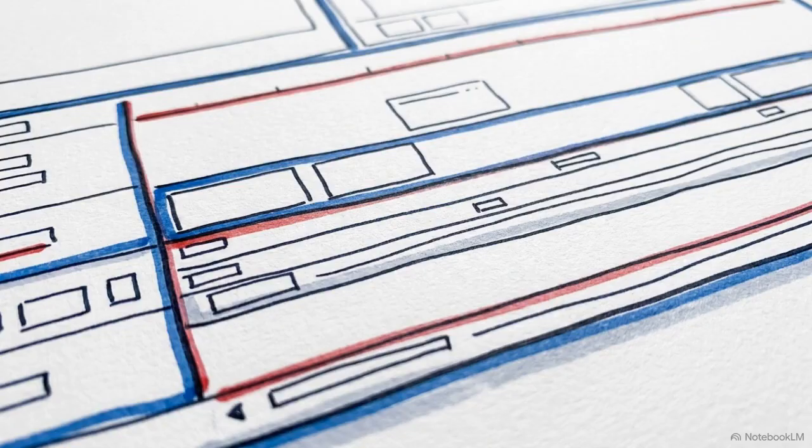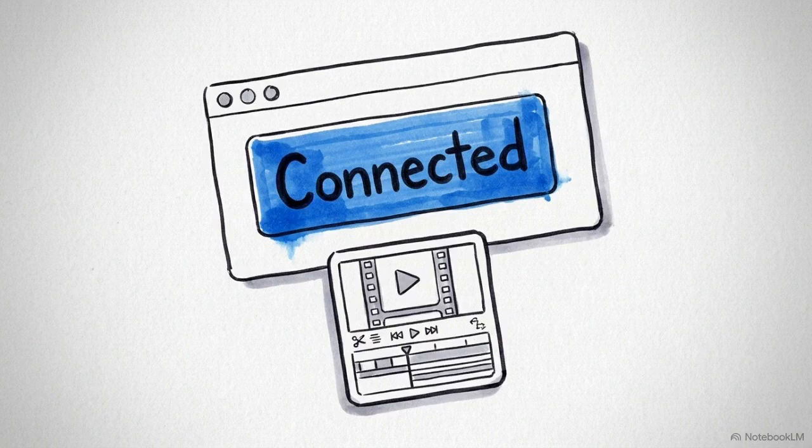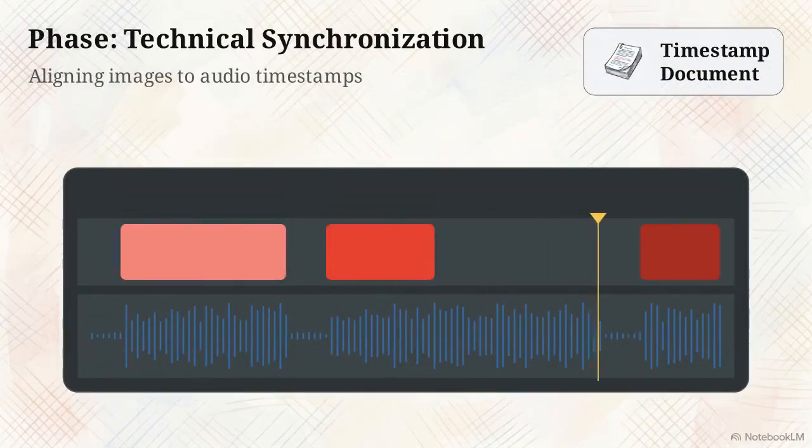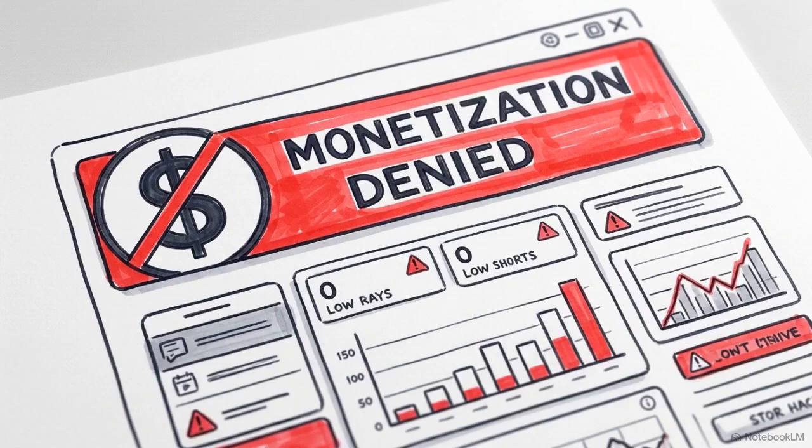Now we assemble the pieces in your editing software. If you are operating from a restricted region, you may need to run a free VPN to access certain desktop editing tools like CapCut. Import your assets. Drag your generated images onto the timeline and stretch their duration to match the exact start and stop times dictated by your timestamp document. Exporting a video with entirely static images can trigger YouTube's low-effort content flags. This often leads to a channel being rejected for monetization.